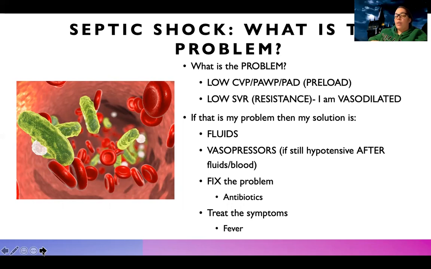And then I'm also going to treat the other symptoms they might have that can make it harder on their body, like a fever. That elevated temperature can utilize a lot of the oxygen supply. And so I need to try to do what I can to get the body where it's not having to work so hard to sustain its oxygen supply.